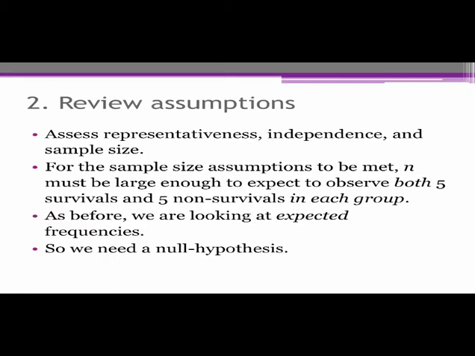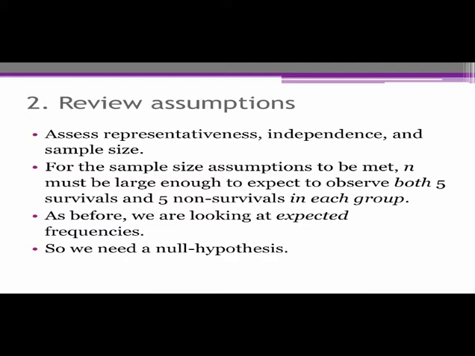We need to review the assumptions. So representativeness, independence, and sample size. Again, we've already assessed representativeness and independence for this data set. For sample size, remember we have to look at the expected frequencies. For the 2 proportion, we needed to have an N large enough to expect to observe both 5 survivals and 5 non-survivals in each group. Well, in this particular case, do we have survivors and non-survivors? No, we have different outcomes for this health status at 1 year.